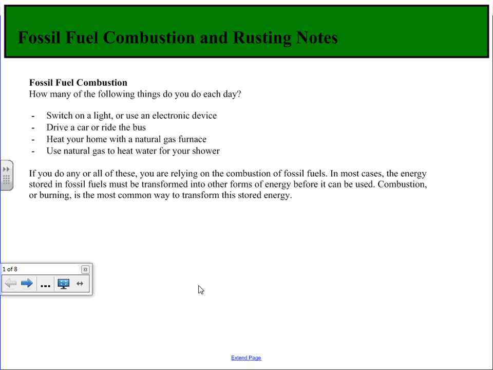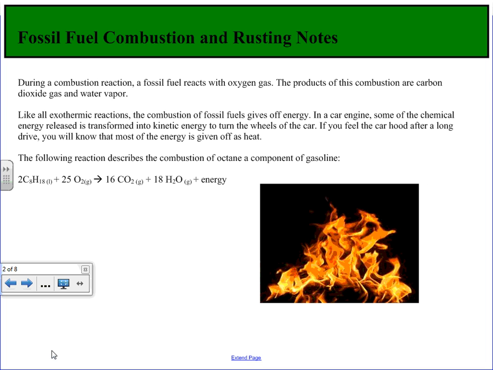If we do any or all of these, we are relying on the combustion of fossil fuels, and in most cases, the energy stored in fossil fuels must be transformed into other forms of energy before it can be used. Combustion or burning is the most common way to transform this stored energy. During a combustion reaction, a fossil fuel reacts with oxygen gas. The products of this combustion are carbon dioxide and water. Like all exothermic reactions, the combustion of fossil fuel gives off energy.